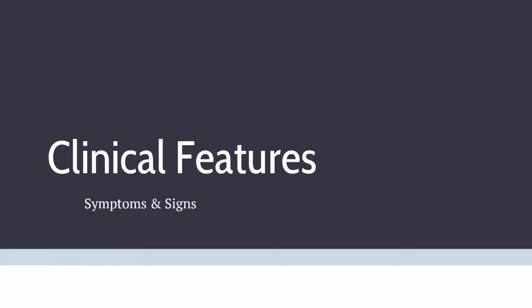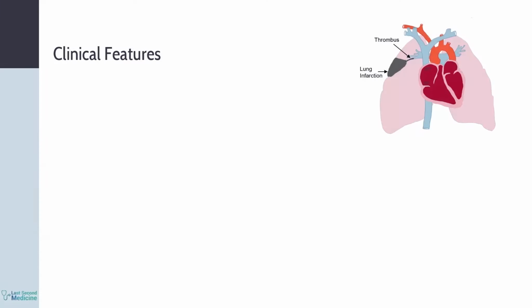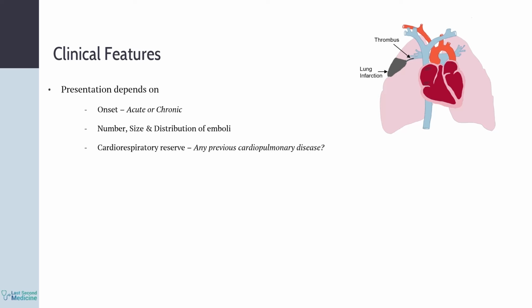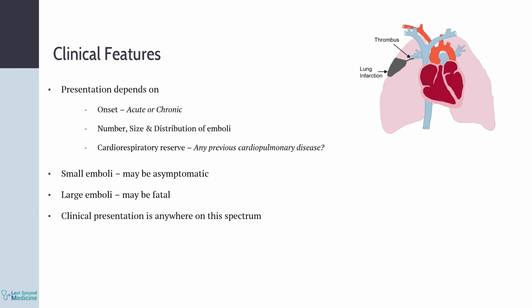What are the clinical features? Presentation of VTE depends on the onset, number, size and distribution of emboli, along with underlying cardiorespiratory reserve. Small emboli may be asymptomatic, whereas large emboli are often fatal. So, the presentation can be anywhere on this spectrum.